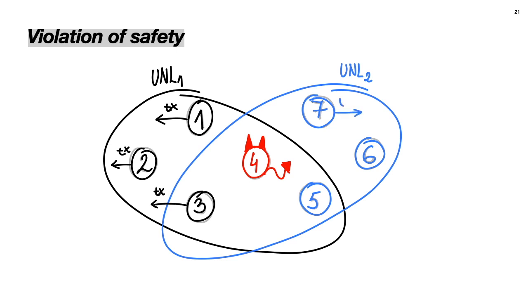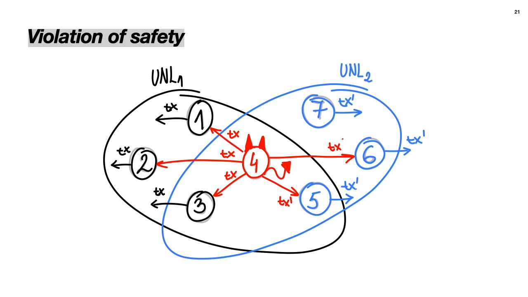And this moment is exactly when the black nodes propose transaction Tx at the same time that the blue nodes propose transaction Tx prime. So we trigger the adversary, and the adversary will behave like proposing transaction Tx while interacting with nodes 1 to 3, and will behave like proposing transaction Tx prime while interacting with the blue nodes 5, 6 and 7.